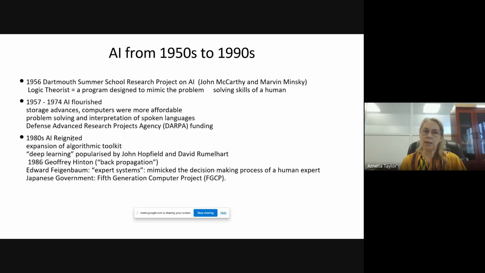But the AI flourishing period, or the golden period of AI, showed that there is more to that. It's not just about storage, it's also about algorithms or the reasoning. So following the 1980s, there was an expansion of the algorithmic toolkit that people were developing.